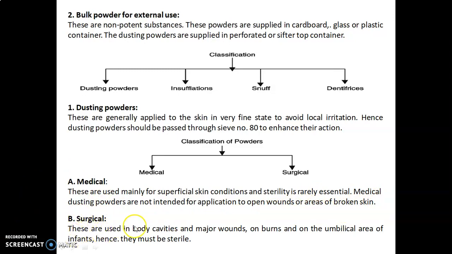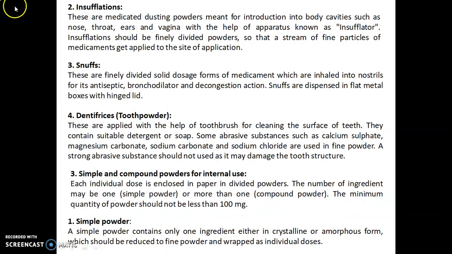Surgical ones are used in body cavities, major wounds, burns and on the umbilical area of infants, hence they must be sterile. Insufflations: these are medicated dusting powders meant for introduction into body cavities such as nose, throat, ears and vagina with the help of an apparatus known as an insufflator. Insufflations should be finely divided powders so that a stream of fine particles of medicaments gets applied to the site of application.